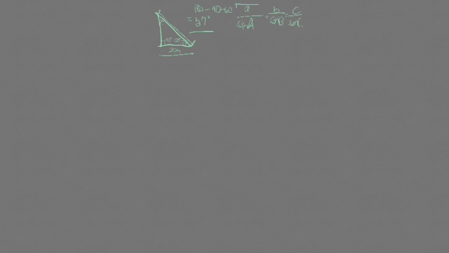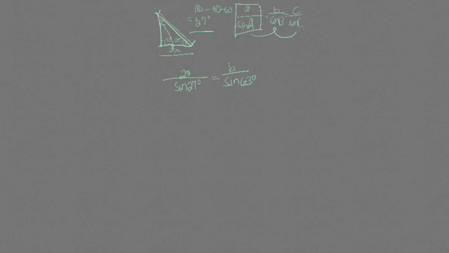Since this is the only law of sines ratio that is complete, we'll use it to solve for the others. Now, the side 20 is opposite angle A, so we have 20 over sine 27 degrees equals b over sine 63.